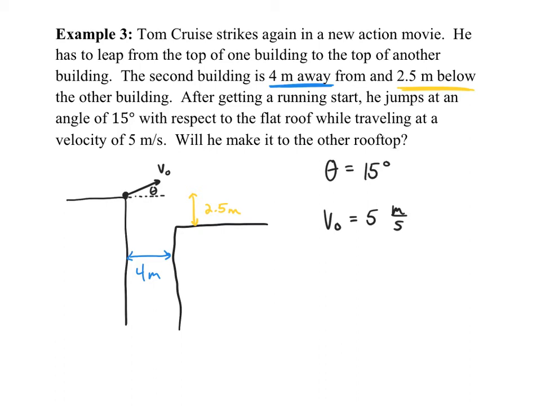So, if I start looking at this, the question says, will he make it to the other rooftop? It's a loaded question, because I'm given a lot of information in this problem. One might say I'm giving too much information in this problem, actually. Why might I be giving too much information? What do I mean by that statement?